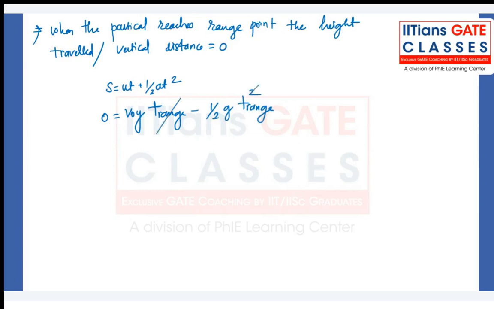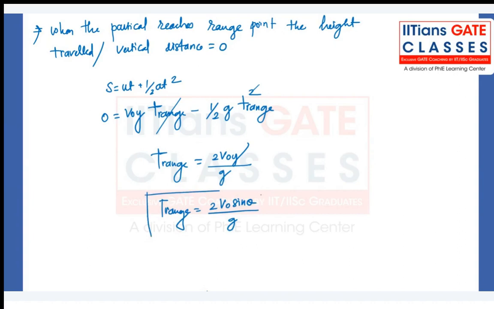So basically 1 t range will get cancelled here. So t range will be equal to 2 v naught y divided by g. What is v naught y? V naught sine of theta, right? So t range is 2 v naught sine of theta divided by g. That's how we can derive it.